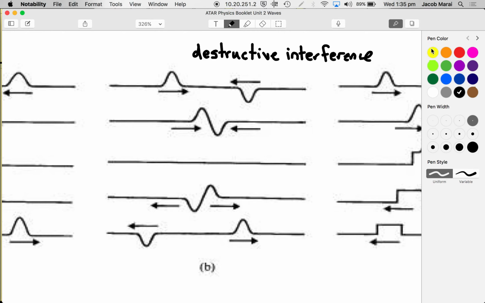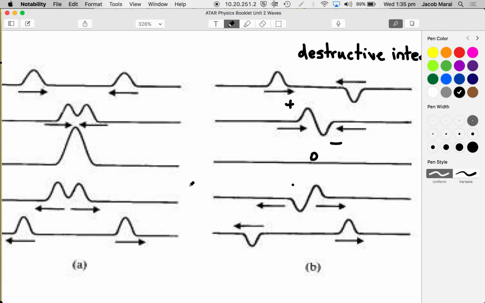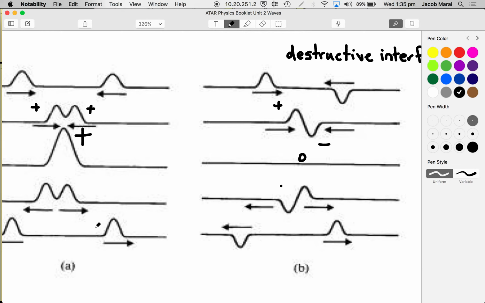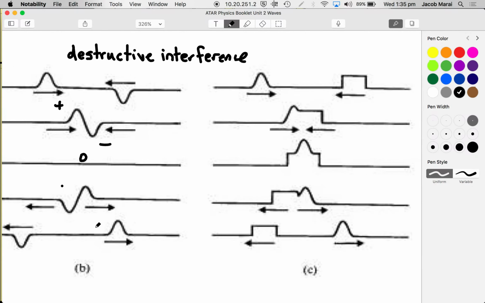Where they cancel each other out. You have a positive cancelling out with a negative to give 0. Okay? Whereas over here, you had a positive and a positive producing a much larger amplitude. So the sum of the 2 waves can either work together or they can cancel each other out. They can either be constructive or destructive, both relying on the superposition of waves.